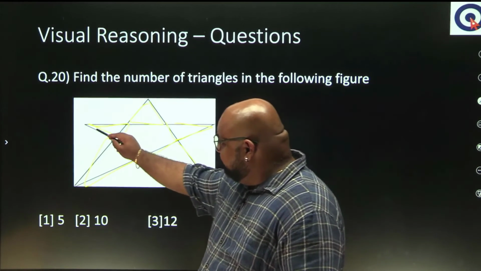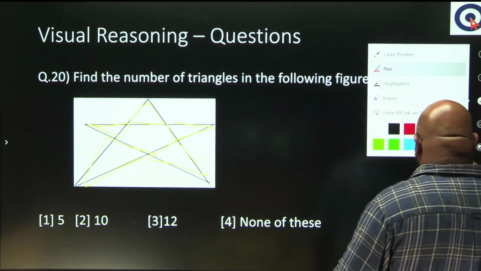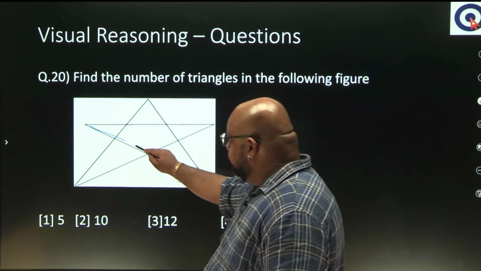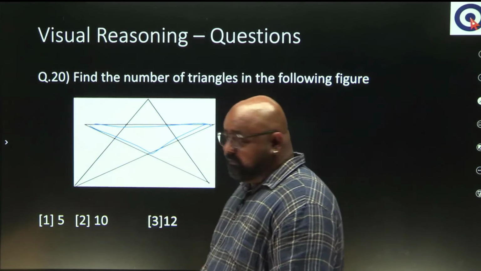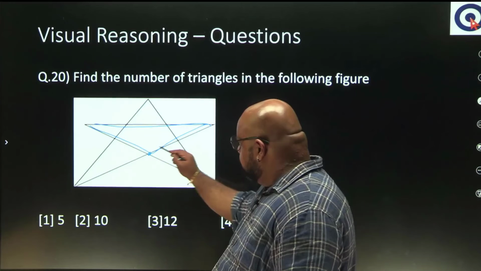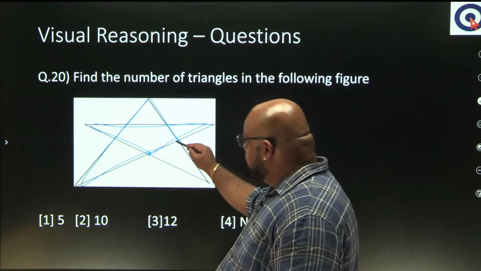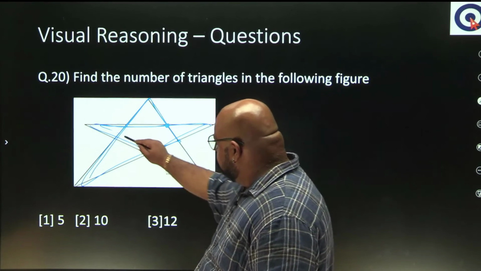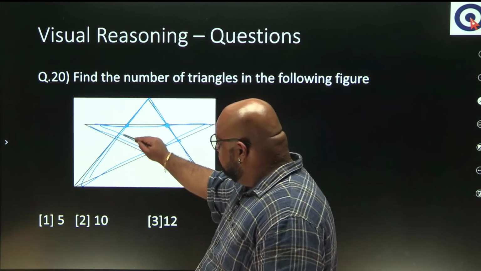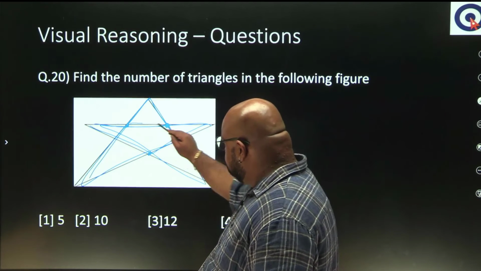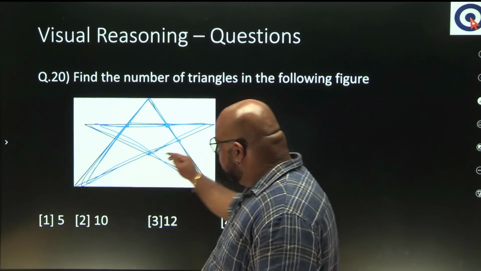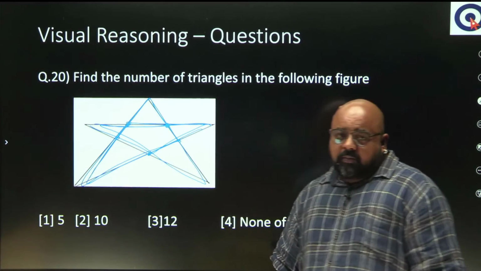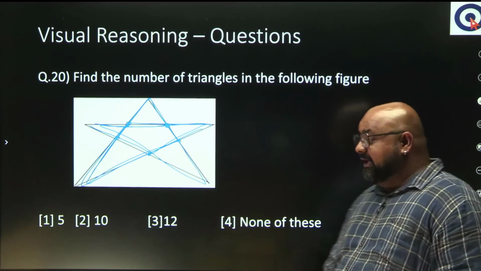For example, one of them will be this one. One of them will be this one. One of them would be, sorry, this one. One of them would be this one, and so on. So basically 5 triangles at the points of intersection. So the answer becomes 10.